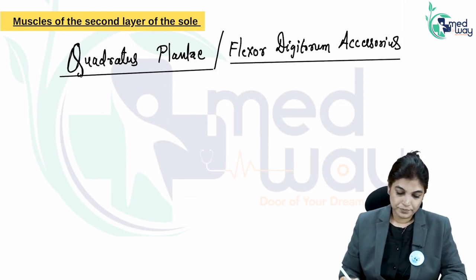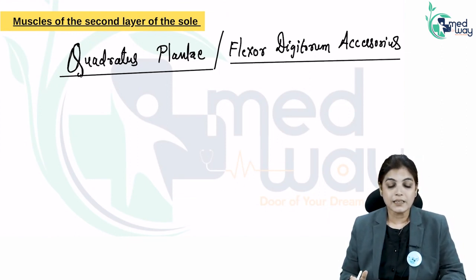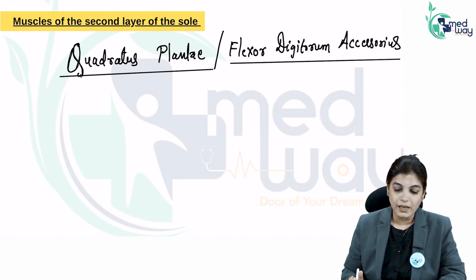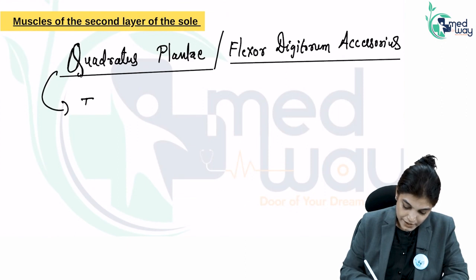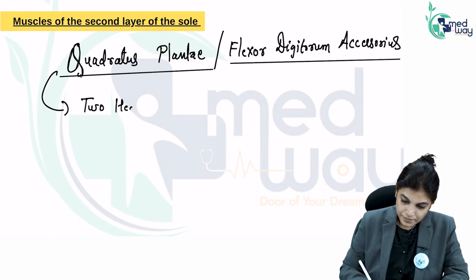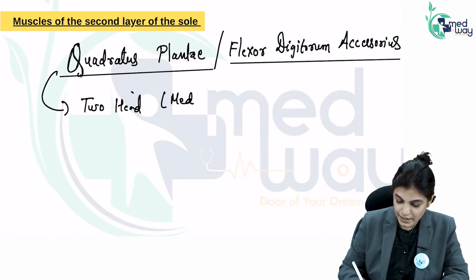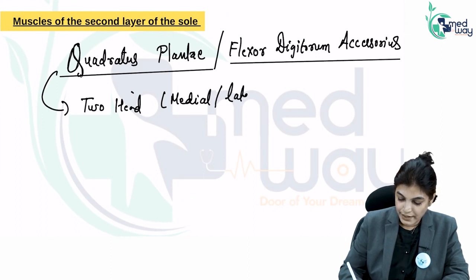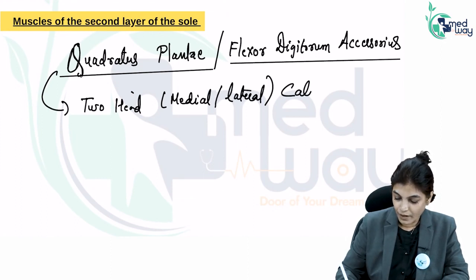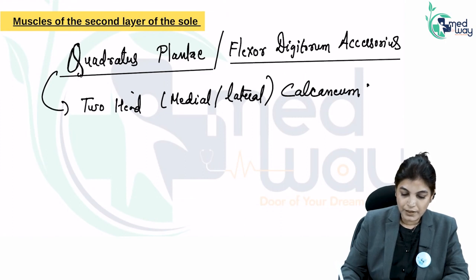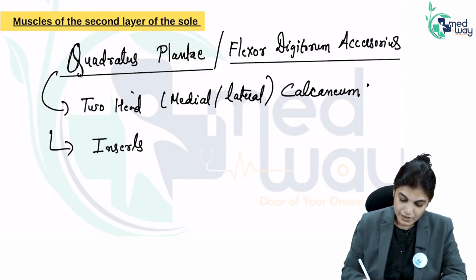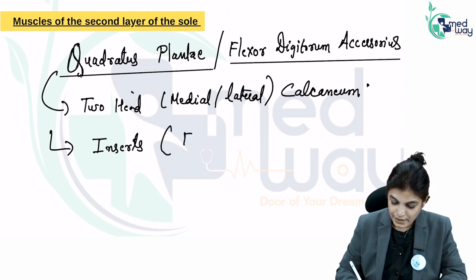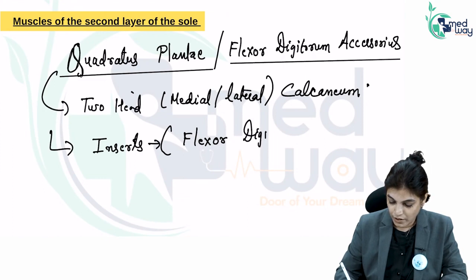Now, if we talk about this muscle, it actually has two heads of origin. So this muscle has two heads, that is, it arises from the medial and lateral aspect of the calcaneum. And if I talk about insertion, it inserts along with the tendon of flexor digitorum longus. So, it is inserting into the tendon of flexor digitorum longus muscle.